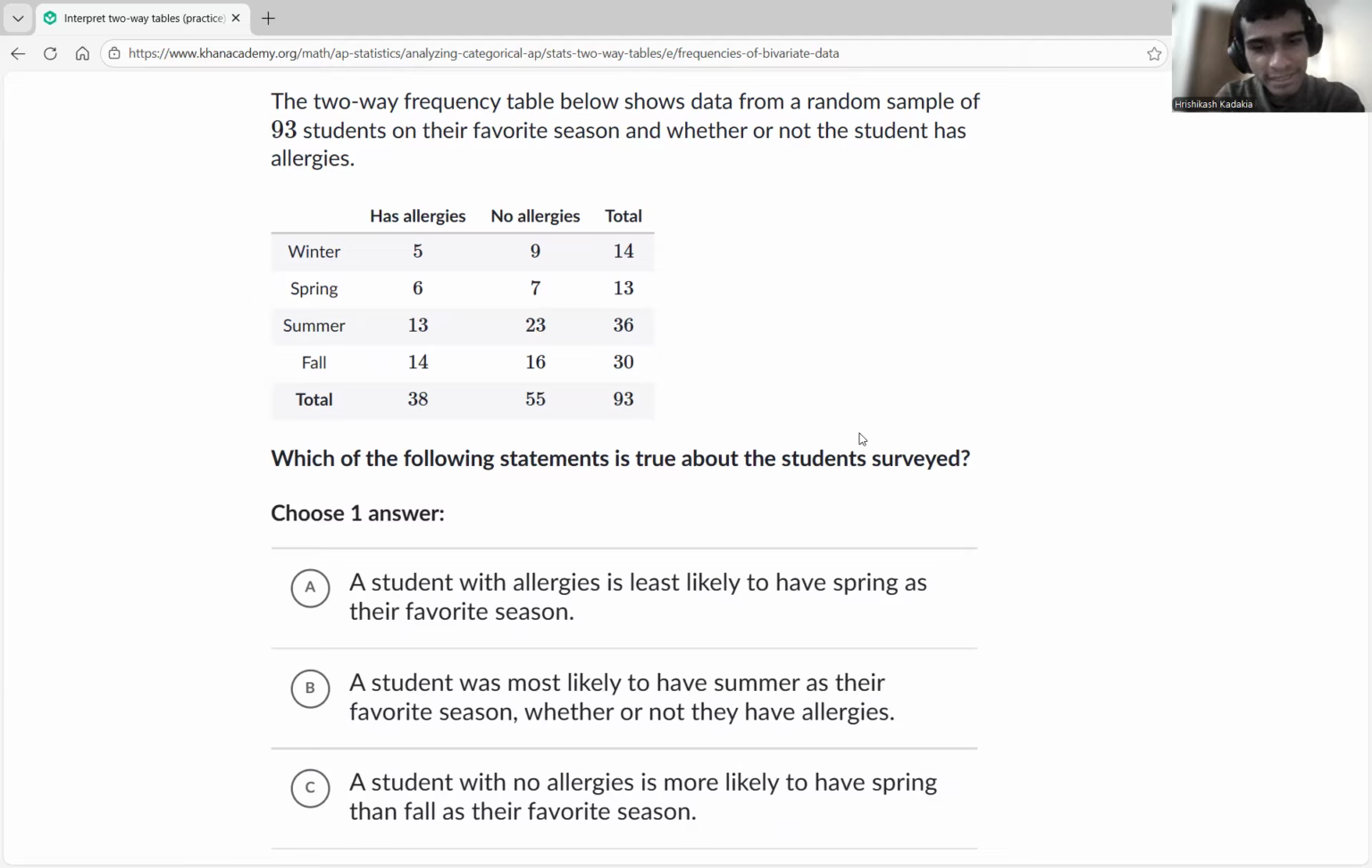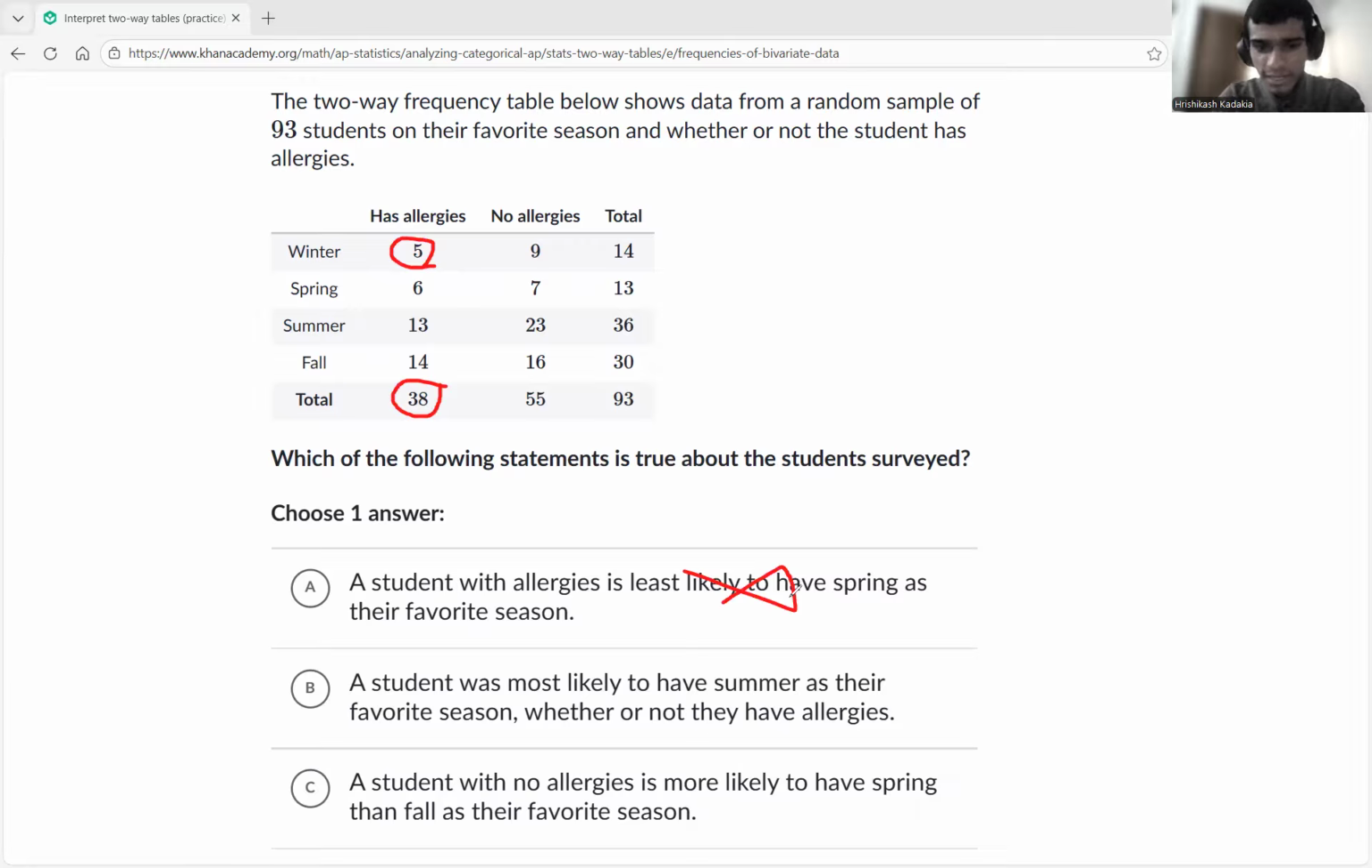But a student with allergies is least likely to have spring. Well, this one is with allergies, right? So how many students have allergies? 38. Actually, they're least likely to have winter as their favorite season, because 5 is the least. 30 is not the least. So that one is incorrect.